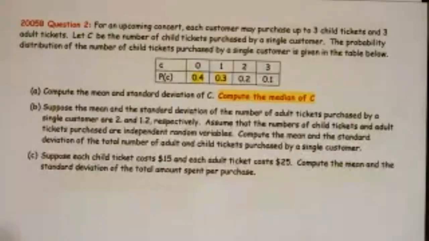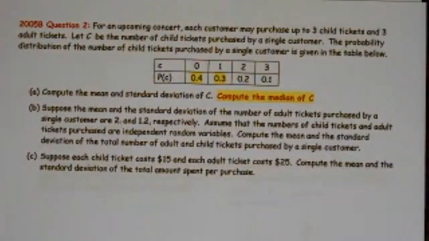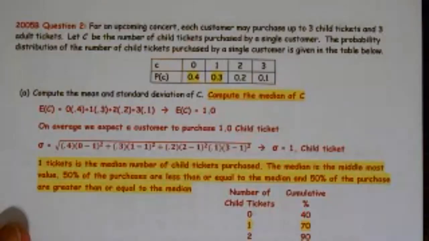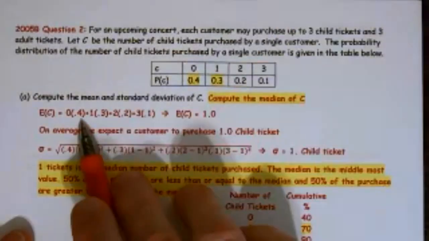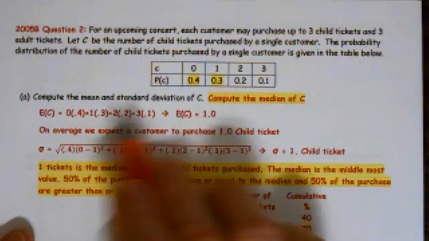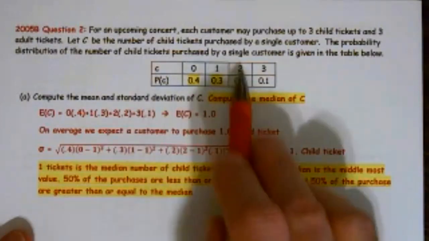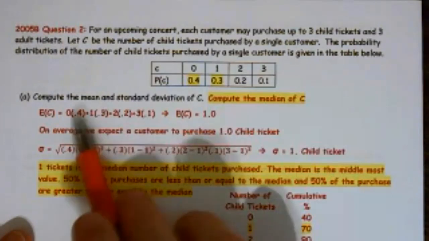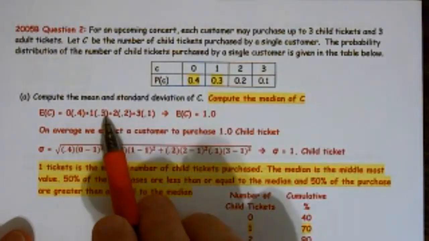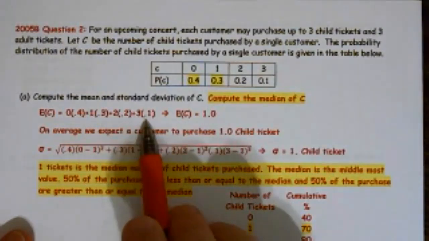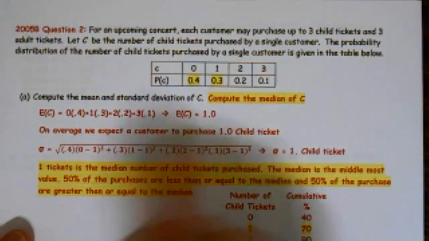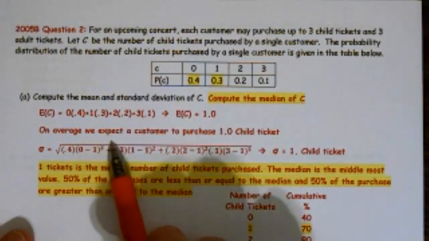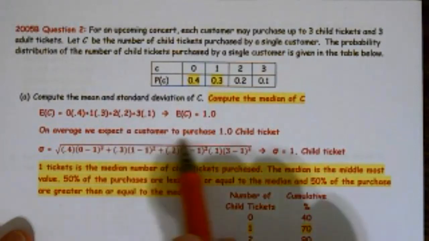So how do I go about showing my work? Well, on the formula sheet, there's actually a formula that says the expected value is each value times its probability. So 0 times 0.4 plus 1 times 0.3 plus 2 times 0.2 plus 3 times 0.1 gives me an expected value of 1. So on average, or in the long run, we'd expect a customer to purchase 1 child ticket.